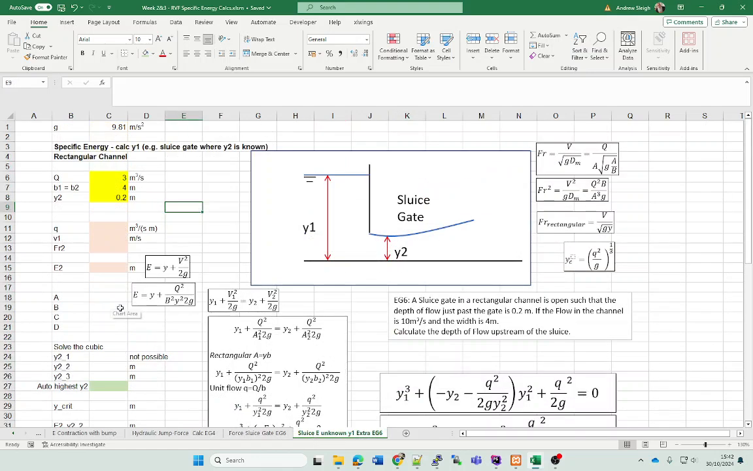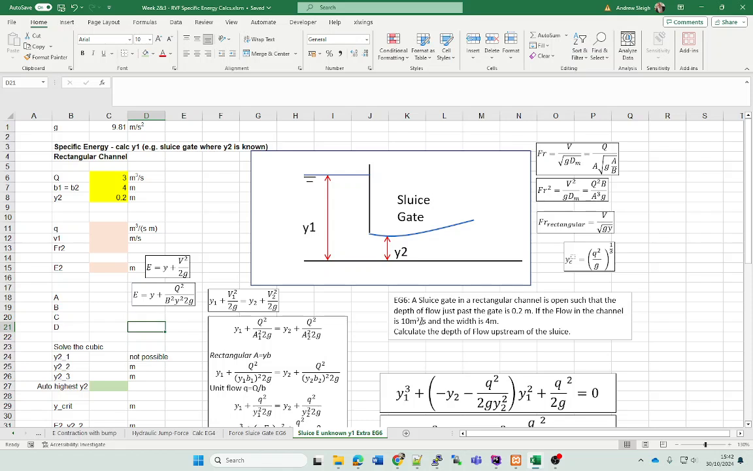Extra example: a sluice with a rectangular channel is open such that the depth past the gate is 0.2 meters, slightly different. If the flow in the channel is 3 meters cubed per second and the width is 4 meters, calculate the depth of flow upstream of the sluice. Now, okay, slightly different unknown in this one. This is the depth upstream.